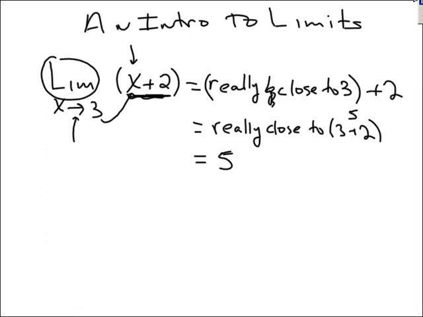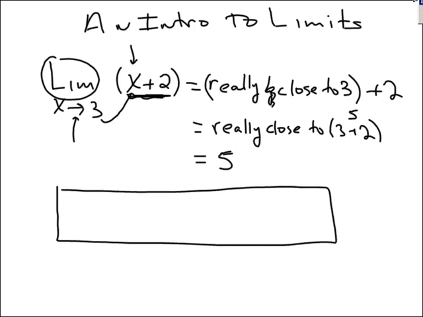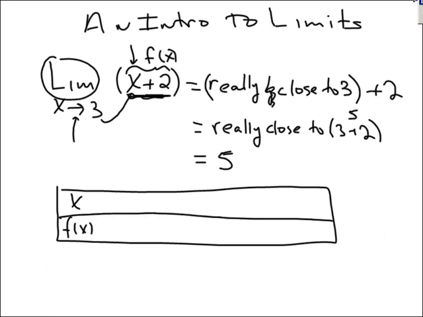If we were going to look at a table to see that this is somewhat true, remember that x plus 2 is the function. So I'm going to take values, so we have x and we'll have f of x. And we'll take values close to 3, from below 3. Maybe we'll use 2.9, 2.99, 2.999. Notice I got closer and closer to 3, but always below 3.